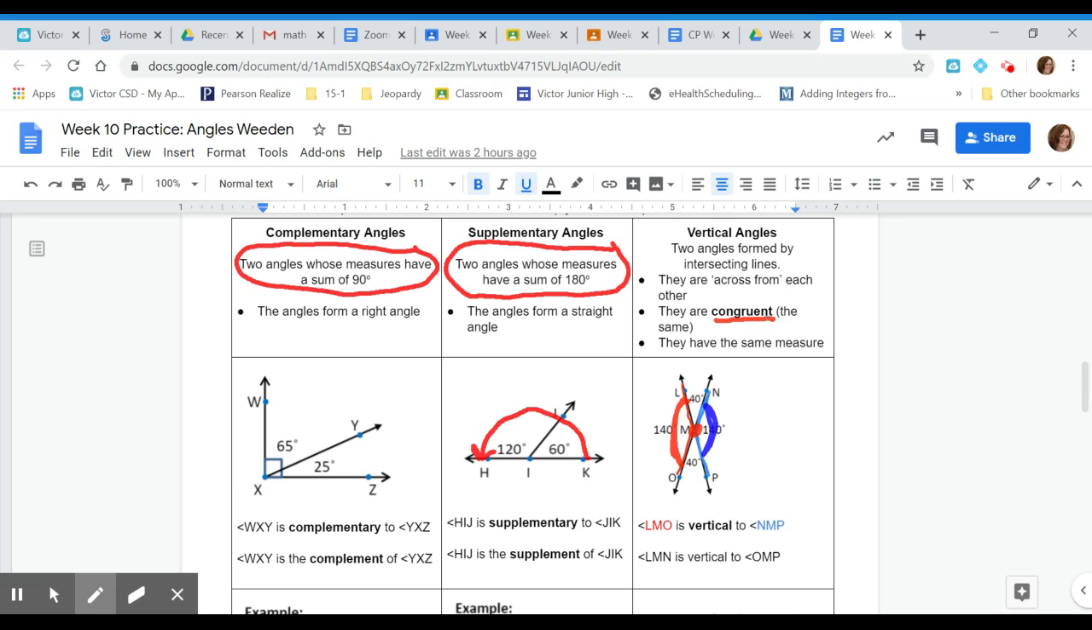So these other two angles are also vertical. There's another pair of vertical angles, and that would be this one here is 40 degrees, and this one's 40. So those are also vertical angles. You may want to make some flashcards or do something, whatever helps you to memorize these vocab words.